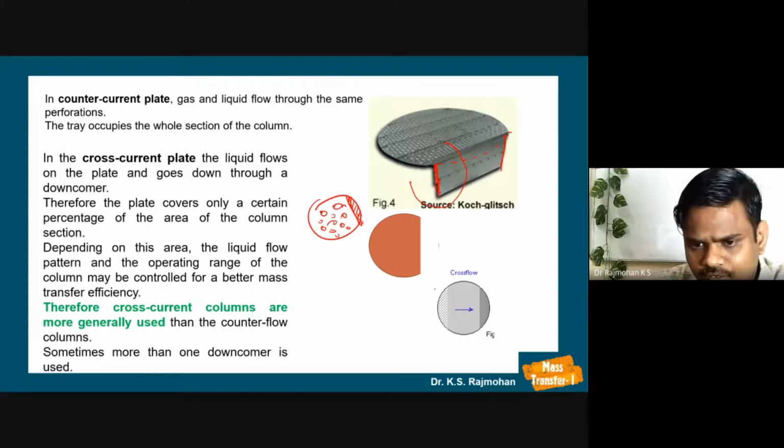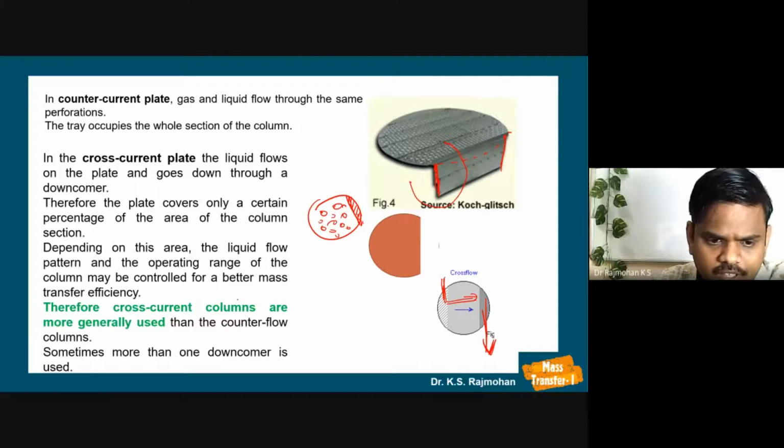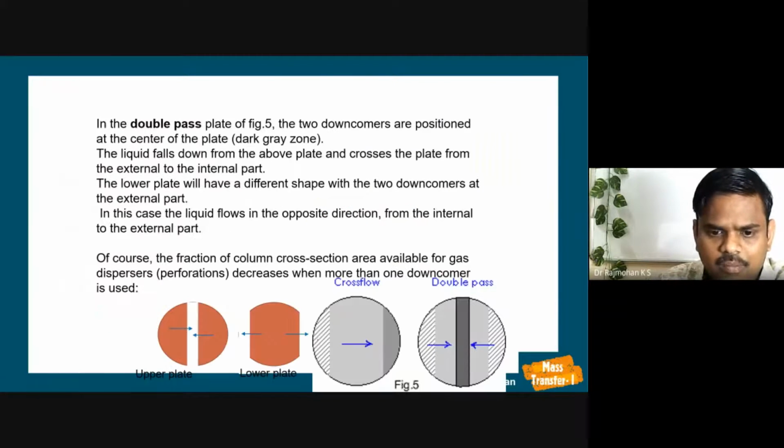So from the upper plate liquid will be falling down and moving in this direction, and again through this plate it will be falling down. So these are cross current columns which are more generally used than the counterflow column. Sometimes more than one downcomer is used. There can be multiple downcomers. For example, here, there can be an upper plate with a gap at the center.